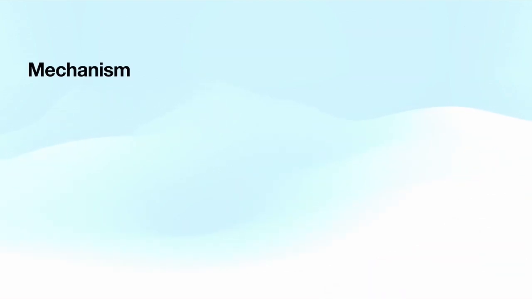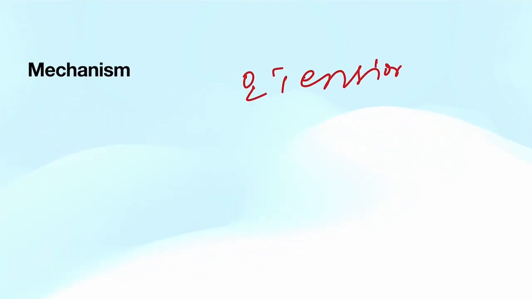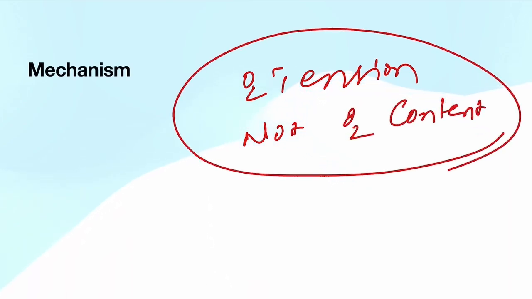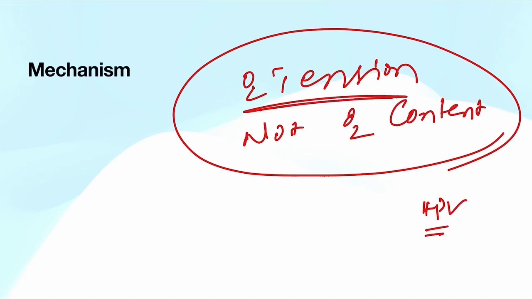So this is the oxygen tension, not the oxygen content, that is the determinant for hypoxic pulmonary vasoconstriction, right? So it's oxygen tension, not the total oxygen content.